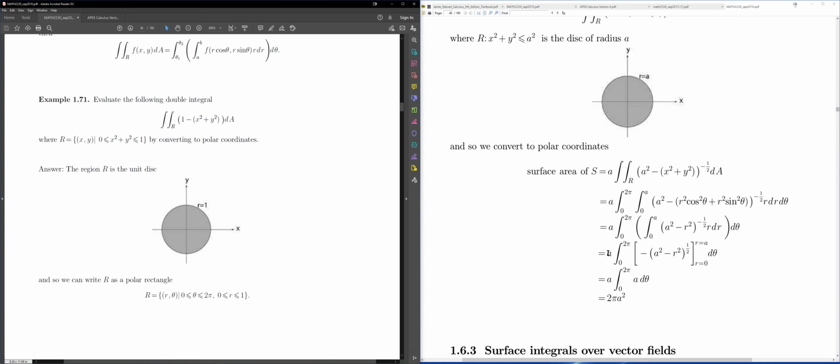I have this outside a over here. So I integrate this a. When I integrate the a with respect to theta, I'd have a theta, and then I put in the 2 pi and the 0, which would give me 2 pi a. So this integral here would be 2 pi a. And then I need to multiply it by the a on the outside here, which would give me 2 pi a squared. So the surface area of S is 2 pi a squared.